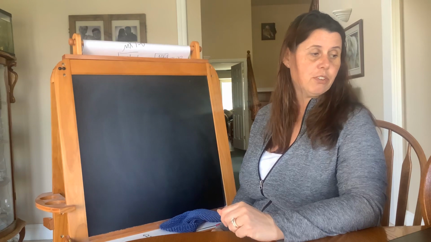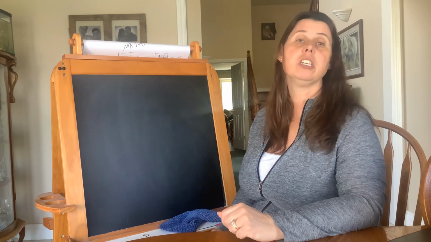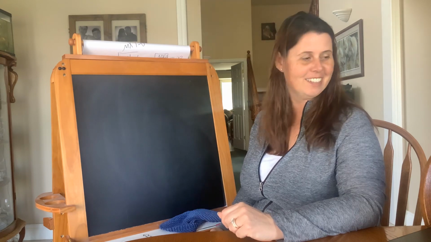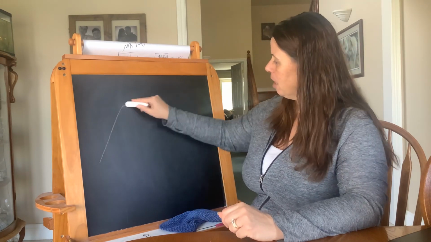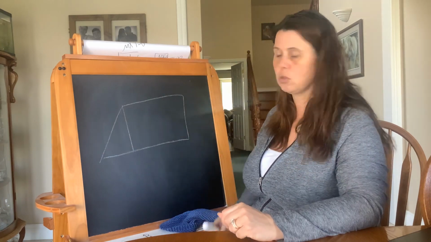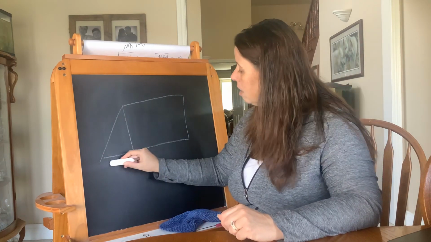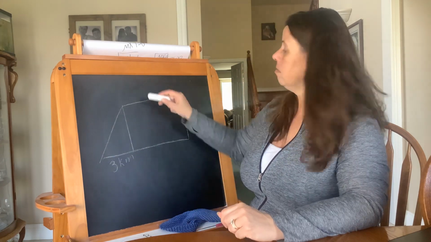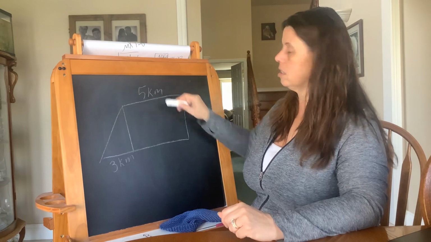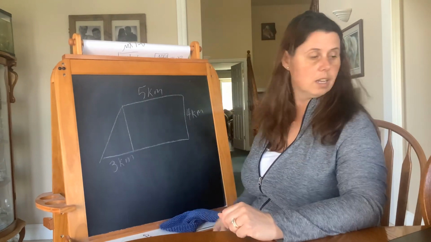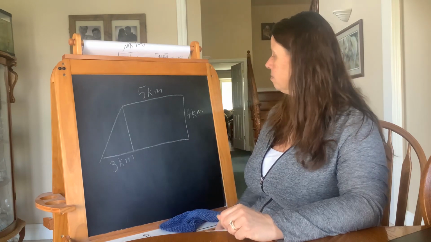Number 6, find the area of each figure, include the units. So we've got a trapezoid, and it's a triangle and a square. And they've given you that this is 3 kilometers, this is 5 kilometers, 4, and they've given you nothing down here, okay?